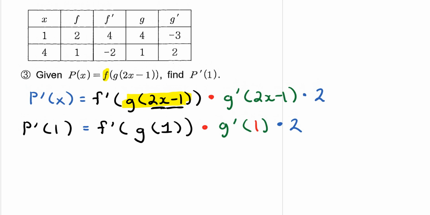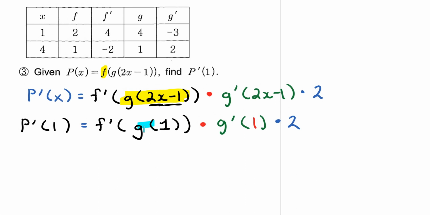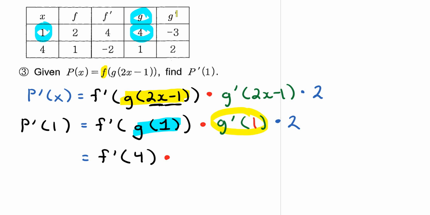Okay, so now we need to go to the table here. Let's start off with the g of 1. Where is g of 1? Well, there's g, and there's 1, so g of 1 is going to be 4, right? So if we continue here, this will be f prime, and g of 1 was 4, right? And then we multiply that by g prime of 1. Where's g prime of 1? Well, here's g prime, there's 1, so g prime of 1 is going to be negative 3. So I multiply that by negative 3, and then I also have this 2 that's hanging around there.